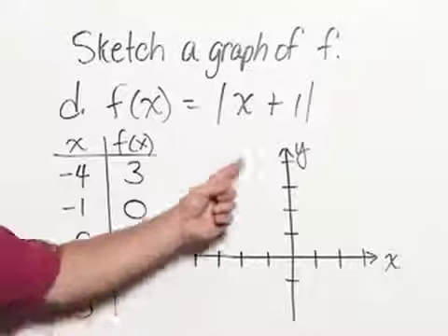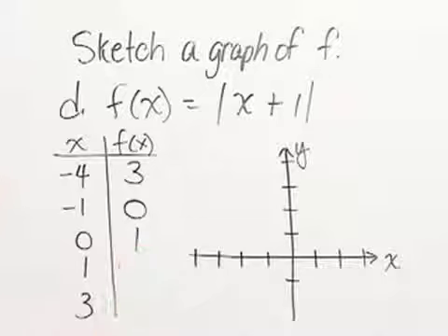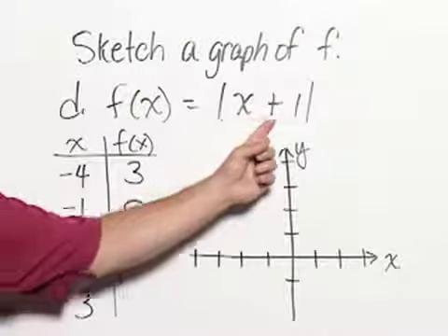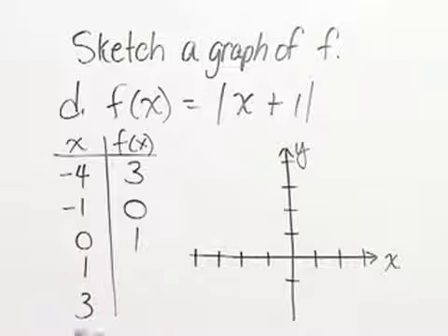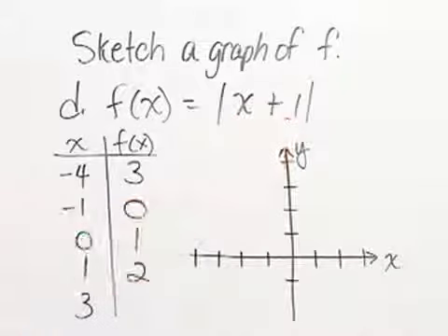Substituting in 0 for x, 0 plus 1 is 1. The absolute value of 1 is 1. Substituting 1 for x, 1 plus 1 is 2. Absolute value of 2, 2. And finally, substituting 3 for x, 3 plus 1 is 4. The absolute value of 4 is 4.